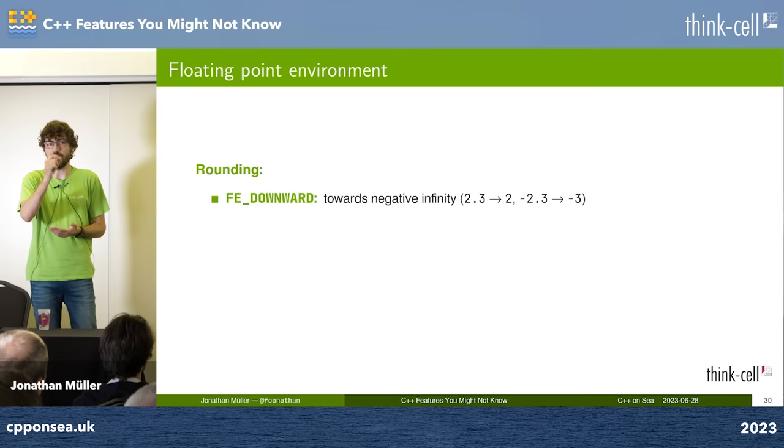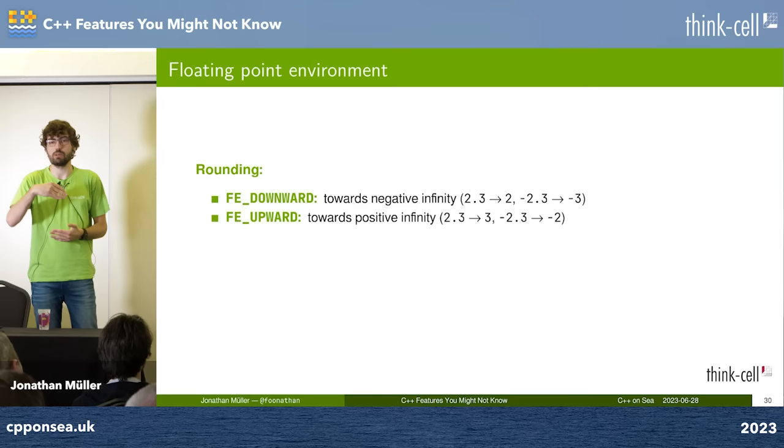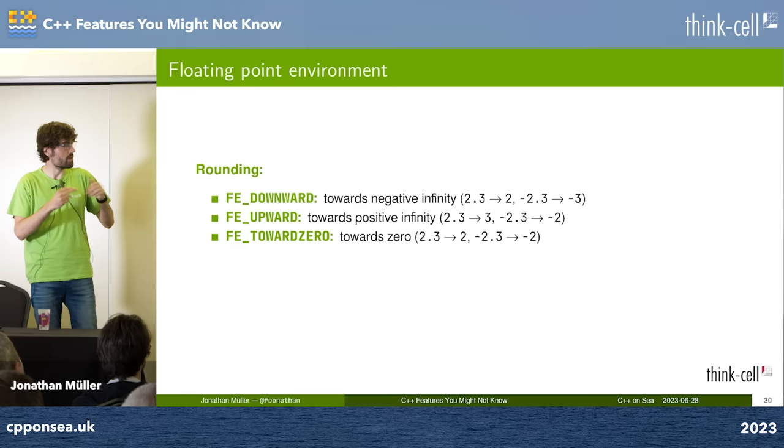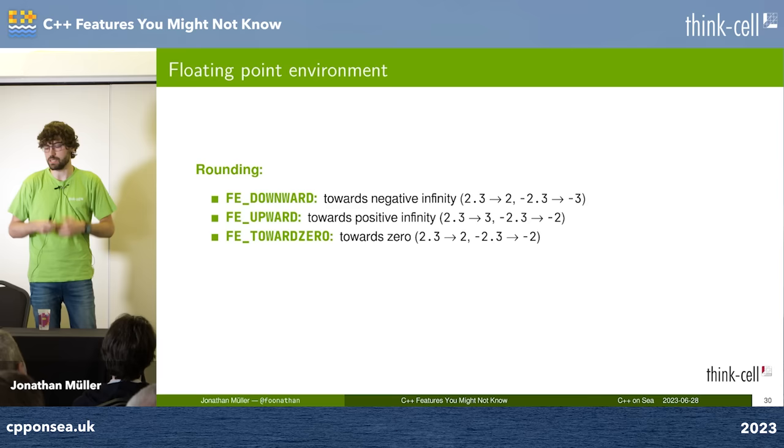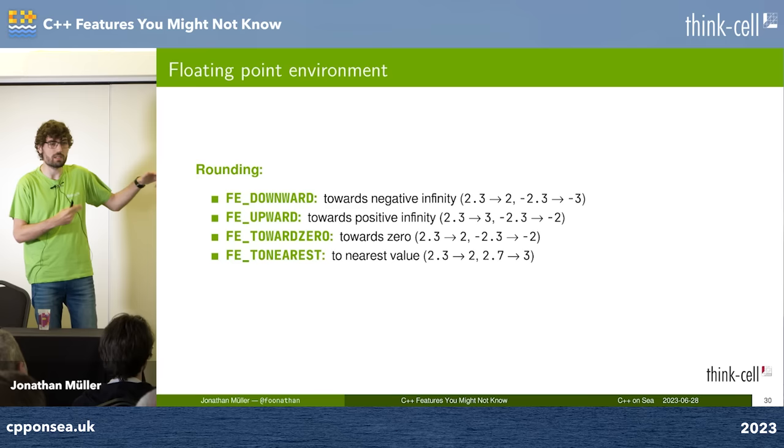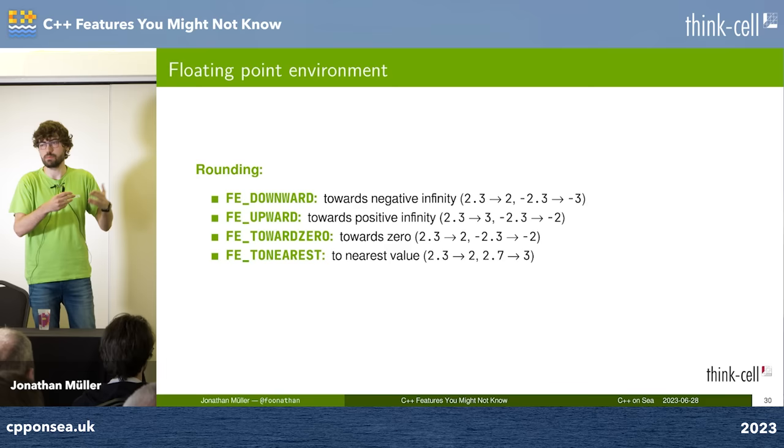Or we can round toward positive infinity and always round up, even for negative numbers. So negative 2.3 gets rounded up to negative 2. You can round towards 0, which is sort of the default behavior. Then positive values get smaller and negative values get larger, so you go towards 0. That is the default when you truncate a floating point to an integer. Or you can actually do rounding, and this will round to the actual nearest value.